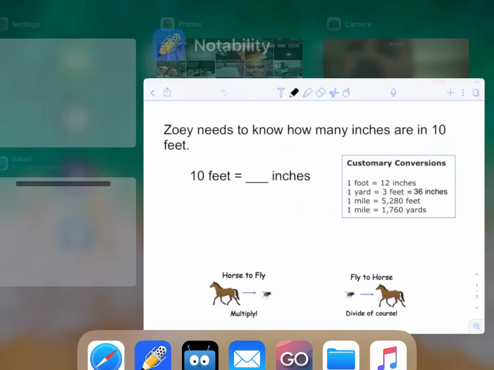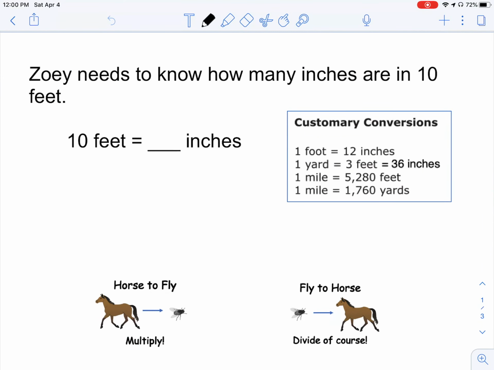So I'm going to show you what that looks like on my notes here. Do a couple. All right, here's one. Zoe needs to know how many inches are in 10 feet. Okay, well, I have feet and I have inches. Now, if you know anything about feet and inches, feet are bigger than inches. So this is larger, bigger. This is smaller.